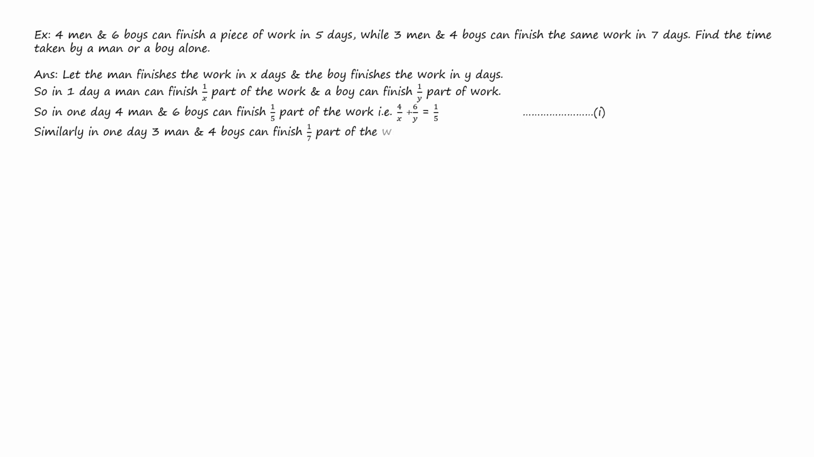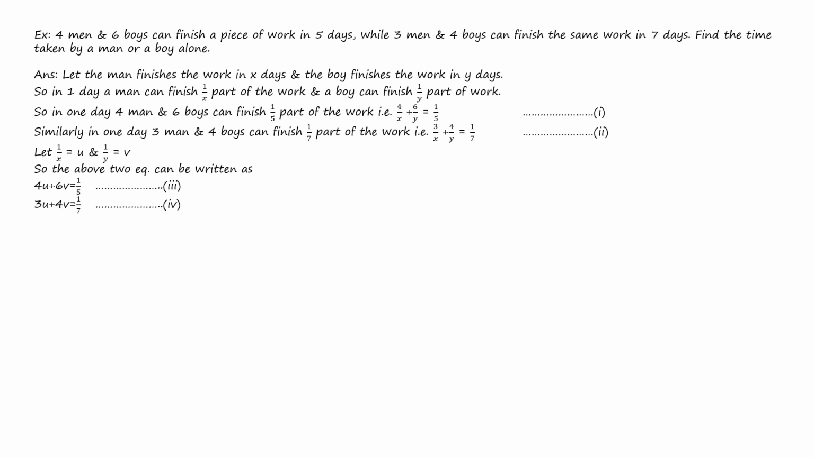Similarly, in one day, 3 men and 4 boys can finish 1 by 7 part of the work. So you can write it as 3 by x plus 4 by y equals 1 by 7. Let this be the second equation. Now let's put 1 by x equals u and 1 by y equals v. So equations 1 and 2 can be written as 4u plus 6v equals 1 by 5. Let this be the third equation, and 3u plus 4v equals 1 by 7. Let this be the fourth equation.